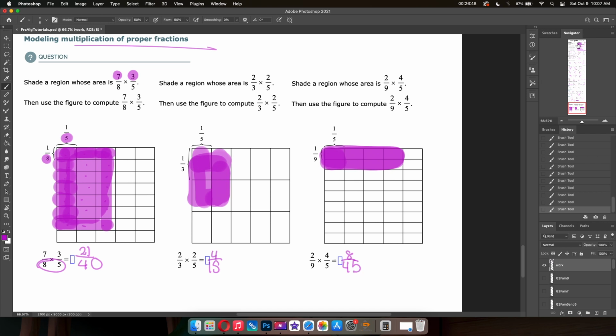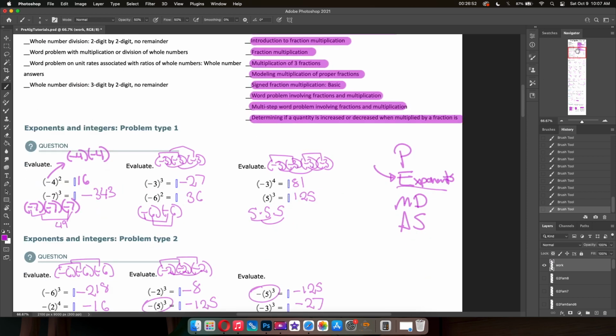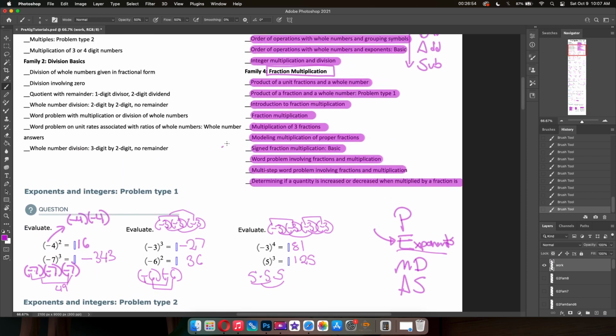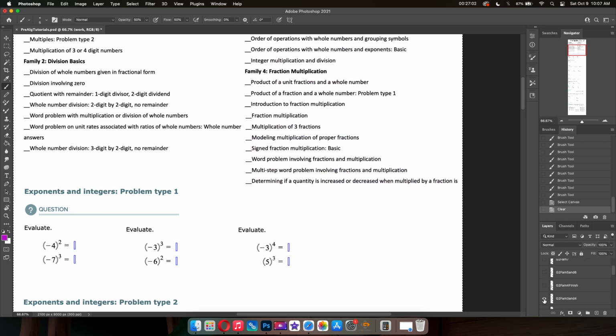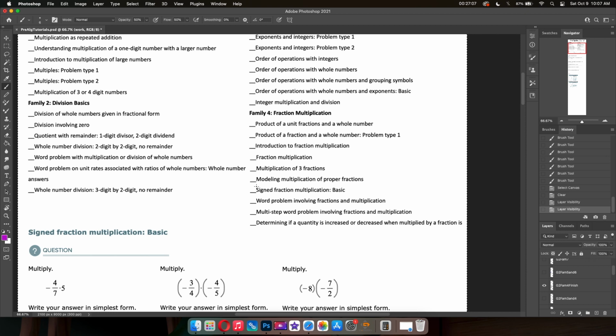Now, if you'll notice, we're at the end of the page, but we're not actually at the end of the problems because we had a couple of more things highlighted here that we haven't actually done yet. So I'm going to delete this for a second, and we are going to turn this layer off and turn on the next layer. So now, that was modeling that we just did, and now we get to do the last couple of topics that are on this particular video.